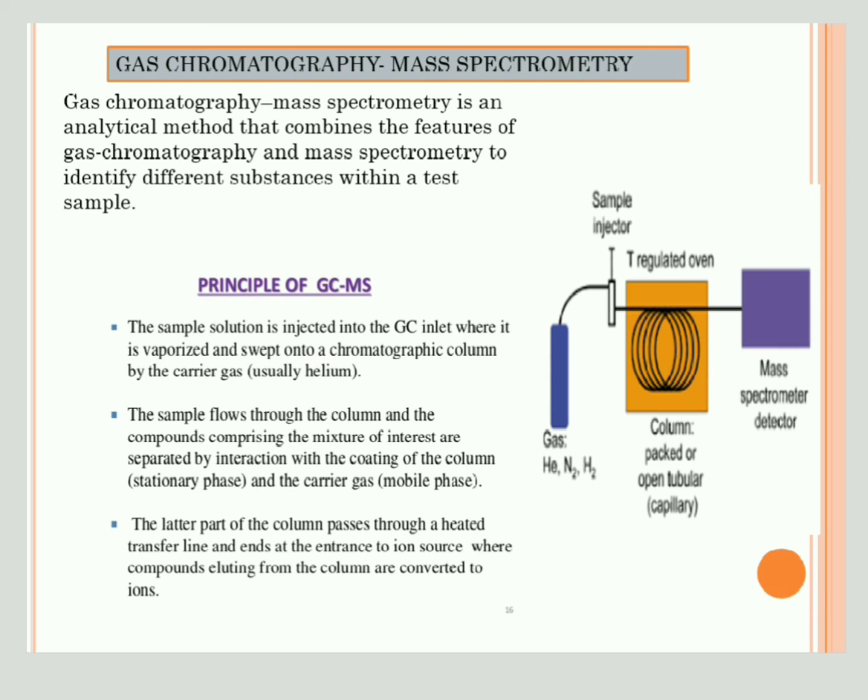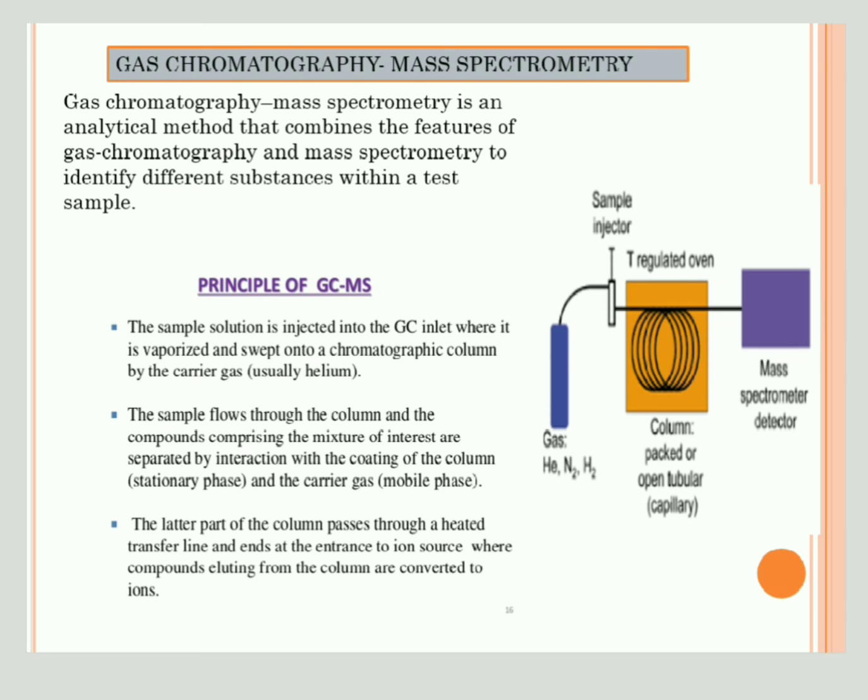It works on the principle that a mixture will separate into individual substances when heated. As separated substances emerge from the column opening, they flow into the mass spectrometer, which identifies the compounds by the mass of analyte molecules. The sample is injected into the inlet where it is vaporized onto the chromatography column. It is then swept by the carrier gas, which is usually helium, an excellent one.